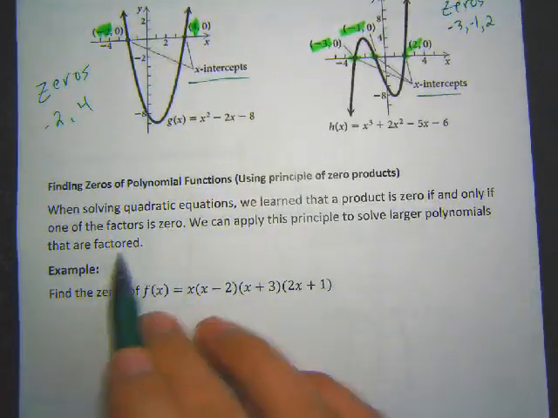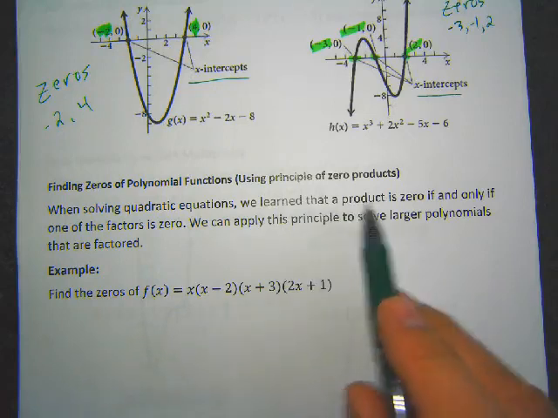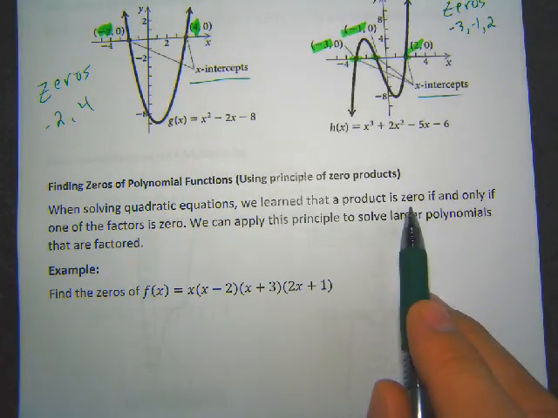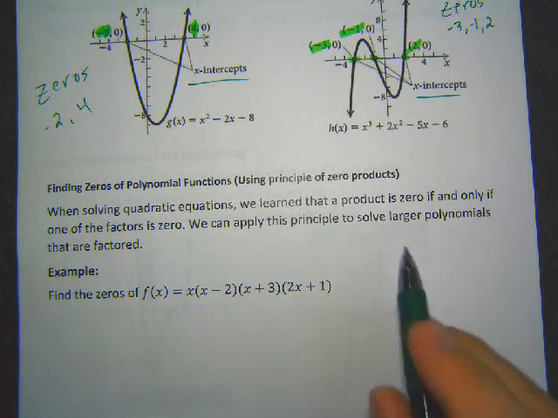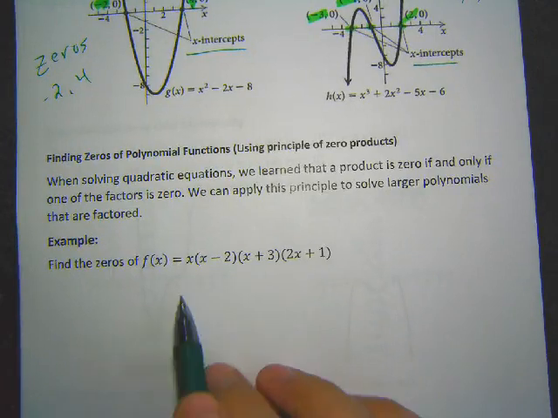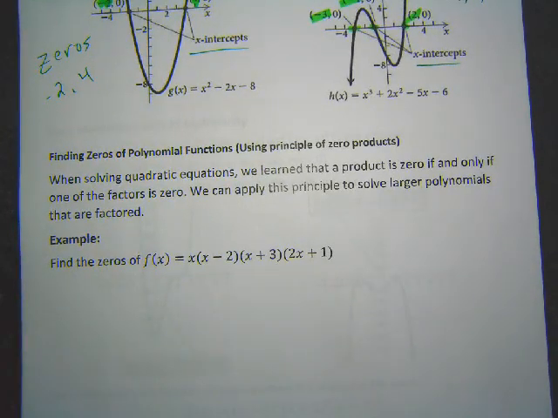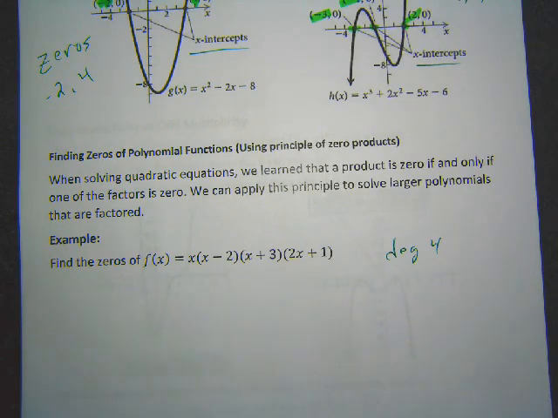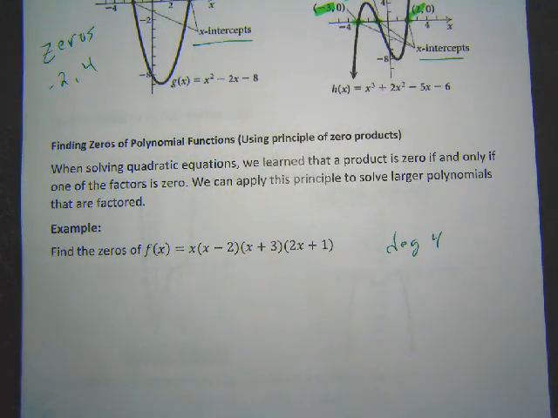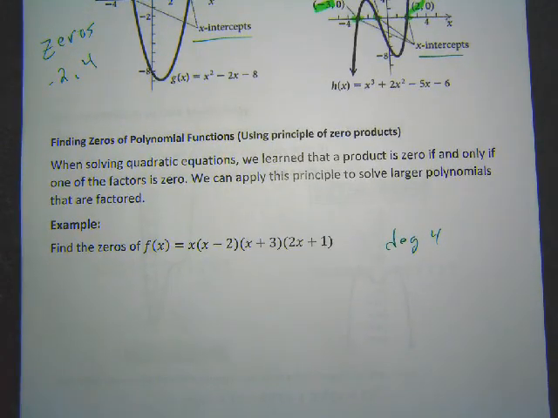Okay, so when we're solving quadratics, we figured out that we could use the zero product property, where it's 0 if and only if one of the things you're multiplying is 0. We can apply this even for larger polynomials. So if you have something, this one I think would be degree 4. This one's already factored for us, thankfully. We're not going to try and factor these ourselves yet. We'll do that later, though.